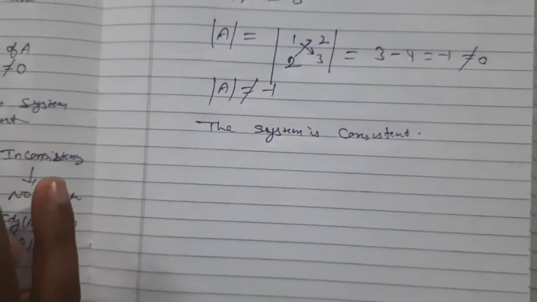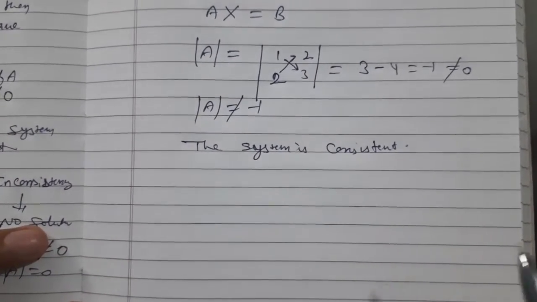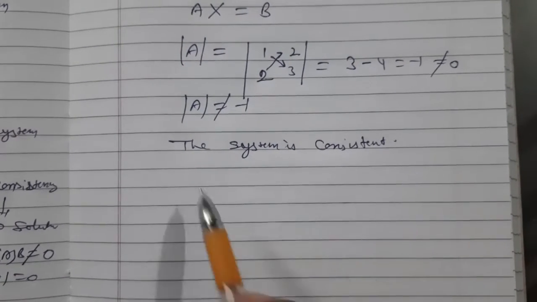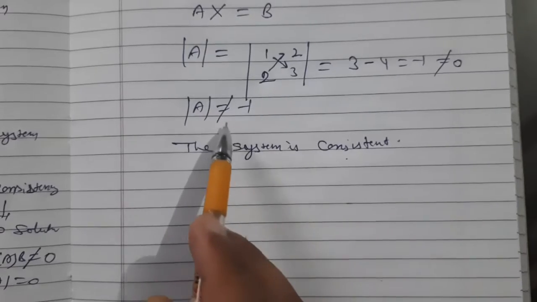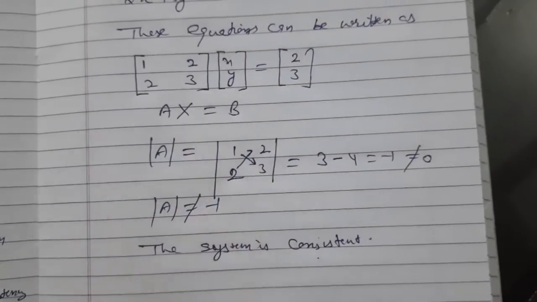In the mathematics book, this question is only to find out whether the system is consistent or inconsistent. And here it is consistent and has a unique solution. So we can solve it further in order to find the values of x and y.